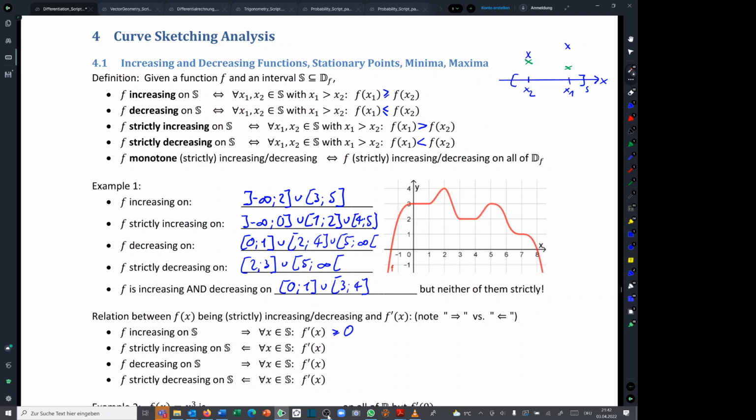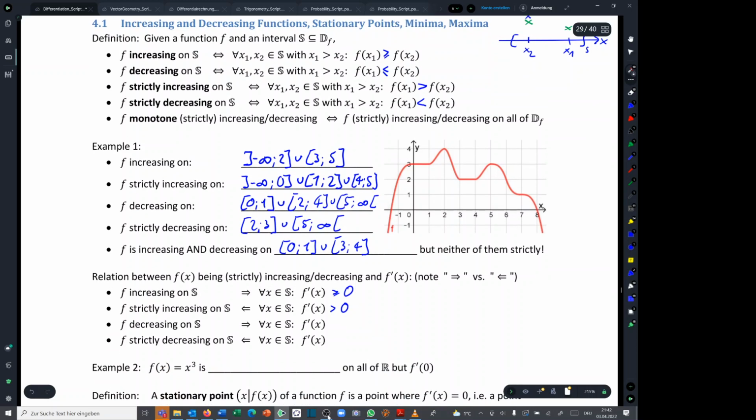Sorry, now, when do we know that f is strictly increasing on S? We know that's then the case if the f dash is positive. So not larger equal, but larger. Note, here we have the implication from the left to the right. Here actually the implication is from the right to the left. That's a little bit tricky, but for the moment not so important.